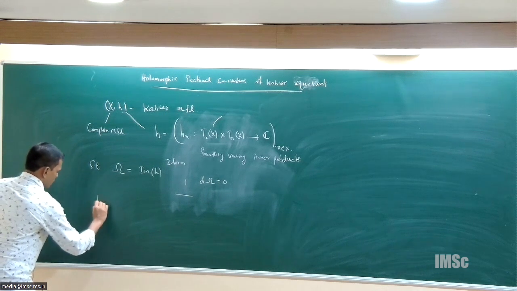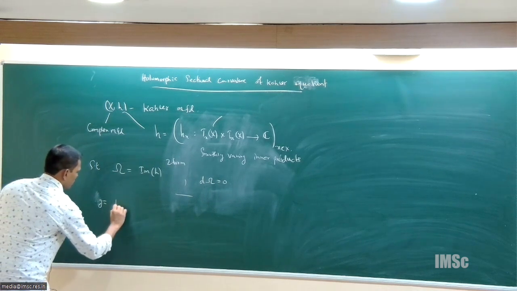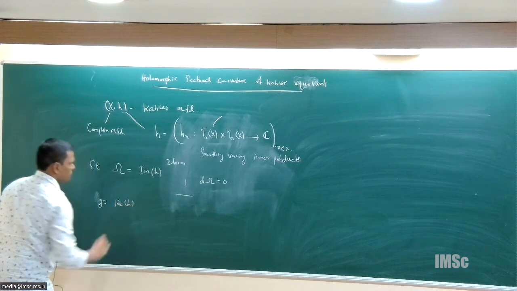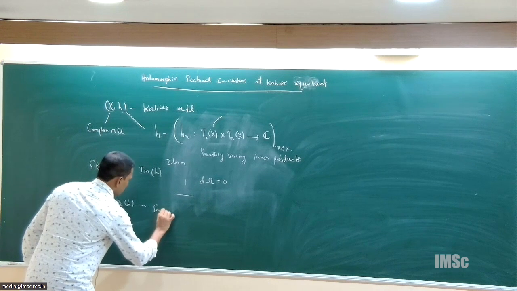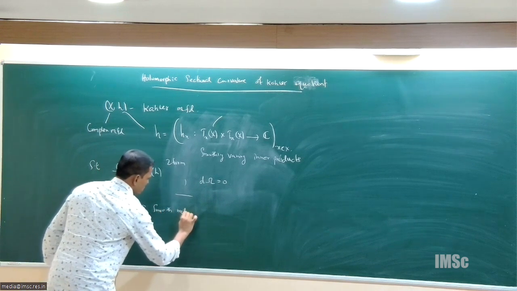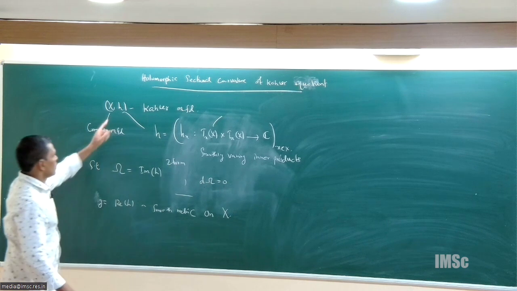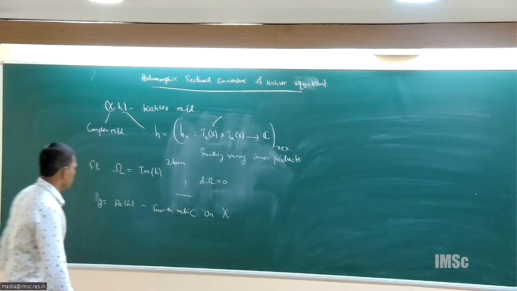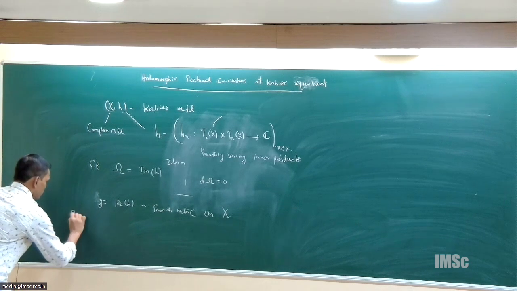So take g as the real part of this metric. Then this is a real inner product. So this defines a smooth metric on the underlying smooth manifold. So now I will define what is the Riemannian curvature tensor.